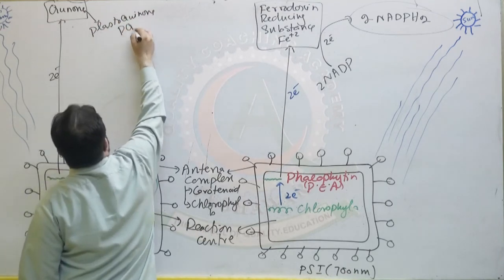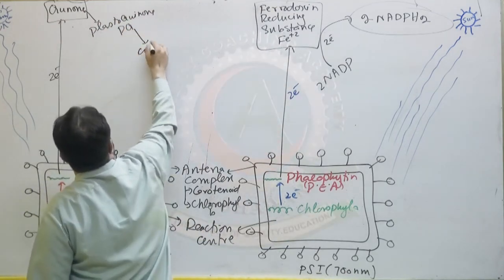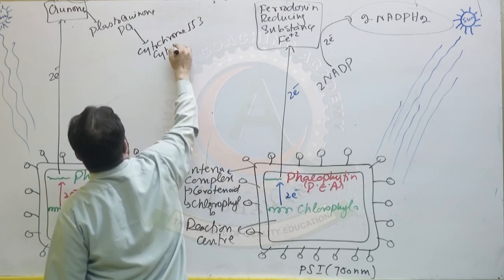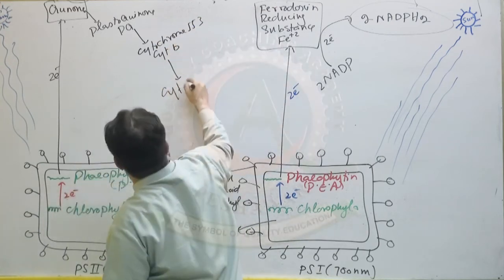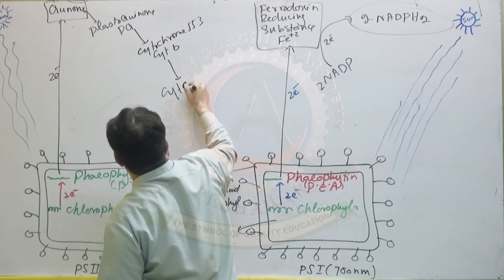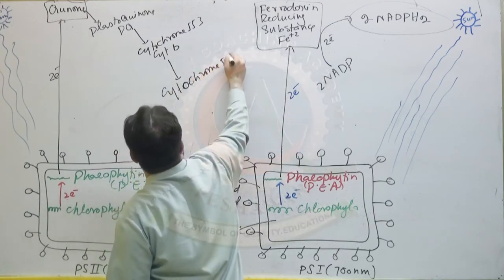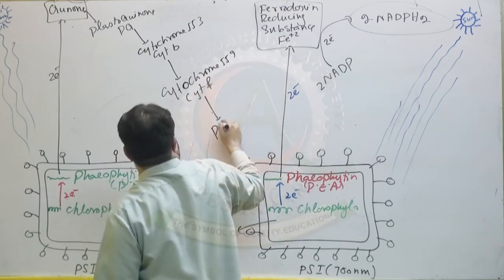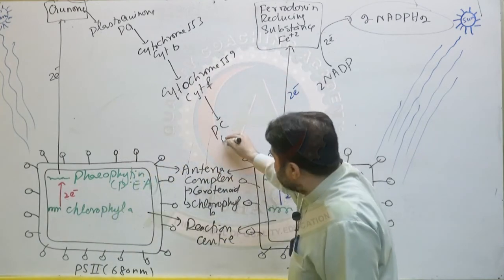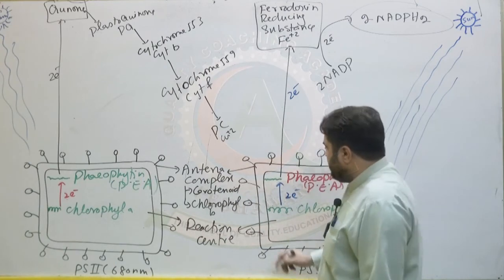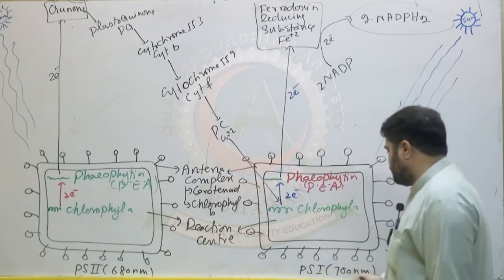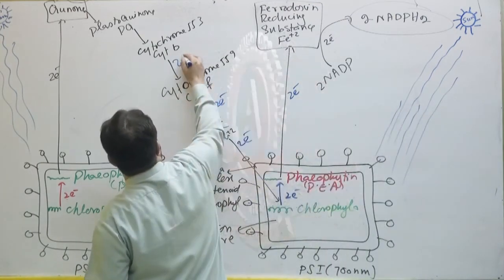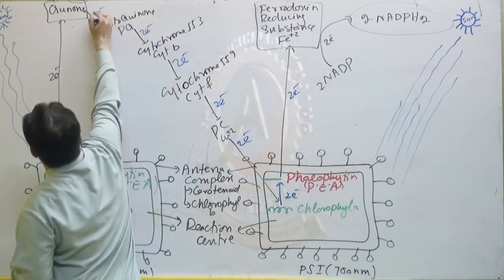From plastoquinone, these electrons are received by cytochrome 553. Simply we call it cytochrome B. From cytochrome 553, it is received by cytochrome 559, which we call cytochrome F. Then it is received by plastocyanin, a copper containing protein, and this electron is delivered to photosystem 1. So through this way the electron passes. That's why we call it the electron transport chain.